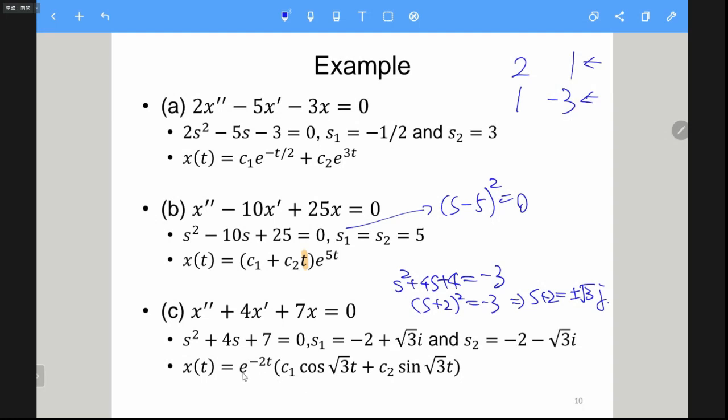The imaginary part is the square root of 3. So we have an exponential e^(-2t). This part refers to the real part. And then we have a combination of cosine of square root of 3 t and sine of square root of 3 t, the linear combination of these two terms. So this square root of 3 refers to the imaginary part. So this is the 3 cases for solving a second order constant coefficient ODE.